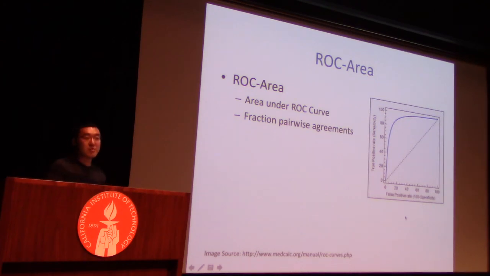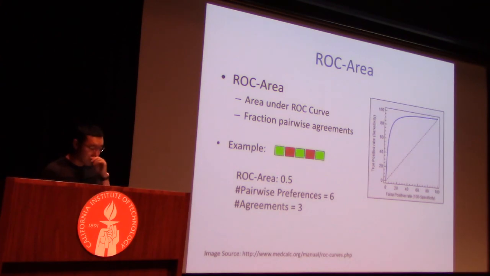And if you look at pairwise ranking preferences, then there's a concept known as the ROC area, or receiver operating curve. Here's an example. We have a ranking of 5 examples. Green is positive, red is negative. So there are 6 possible pairs of positive and negative examples.